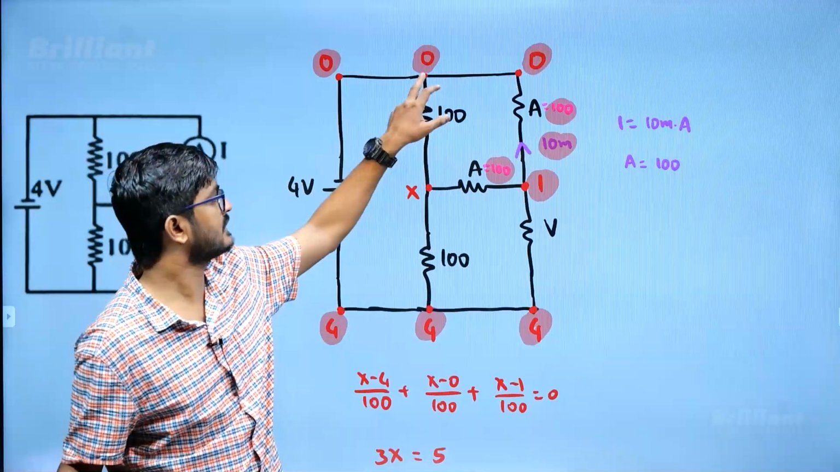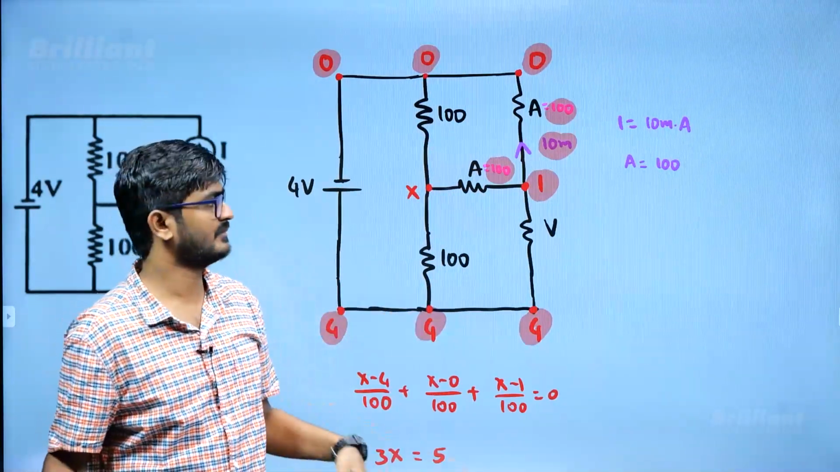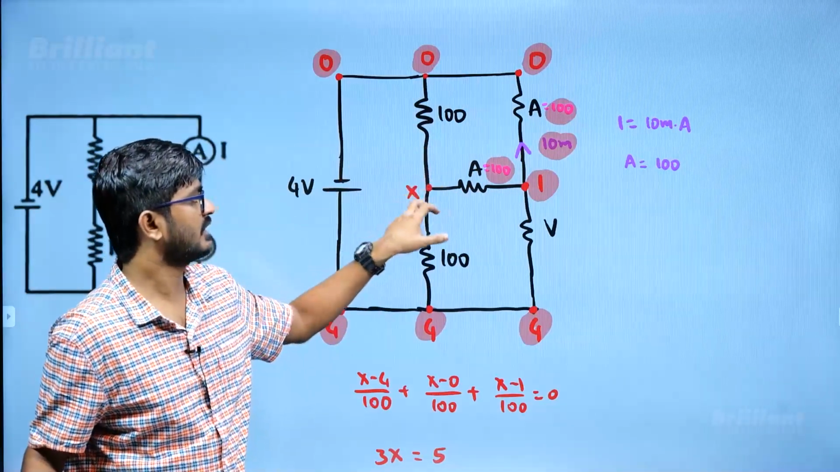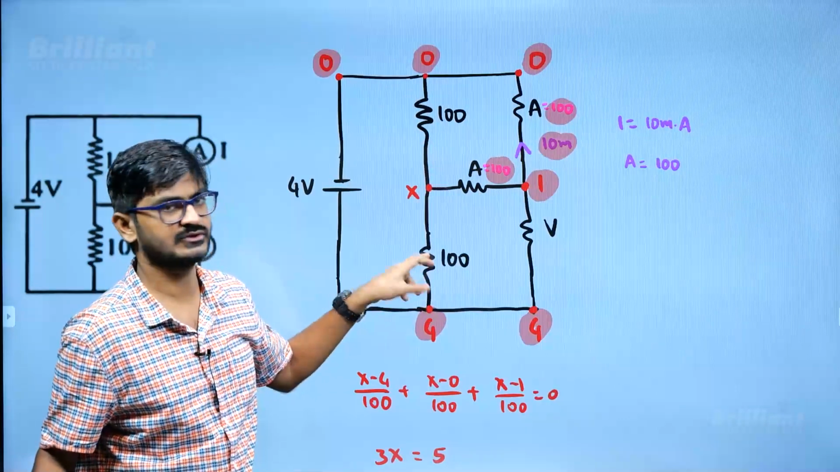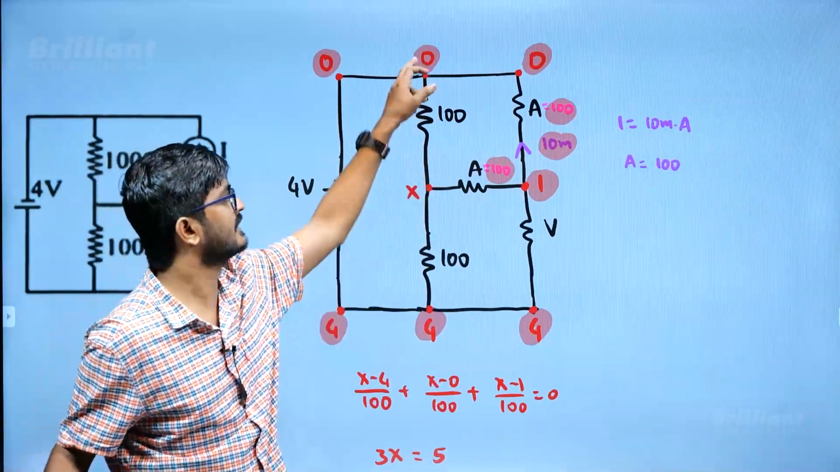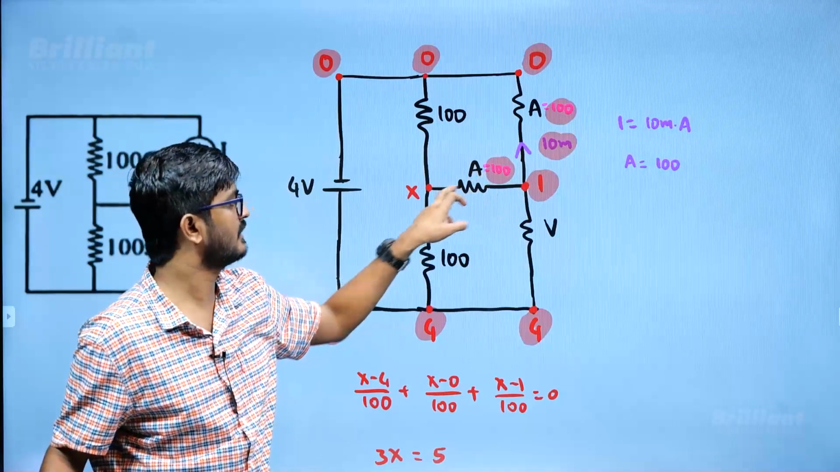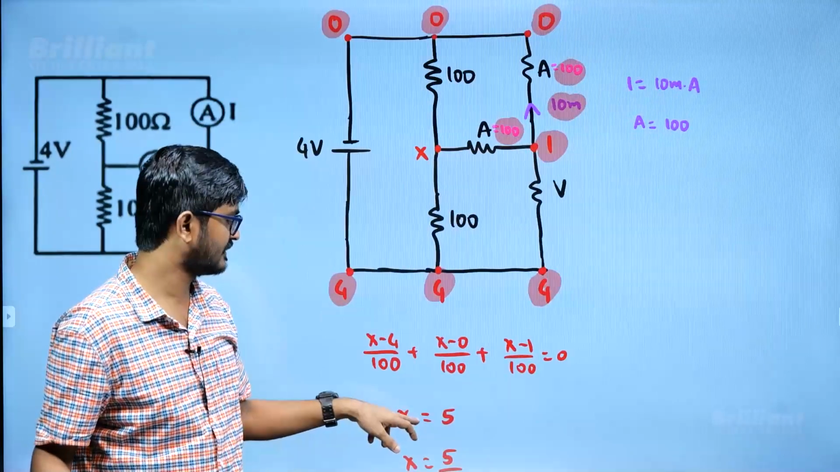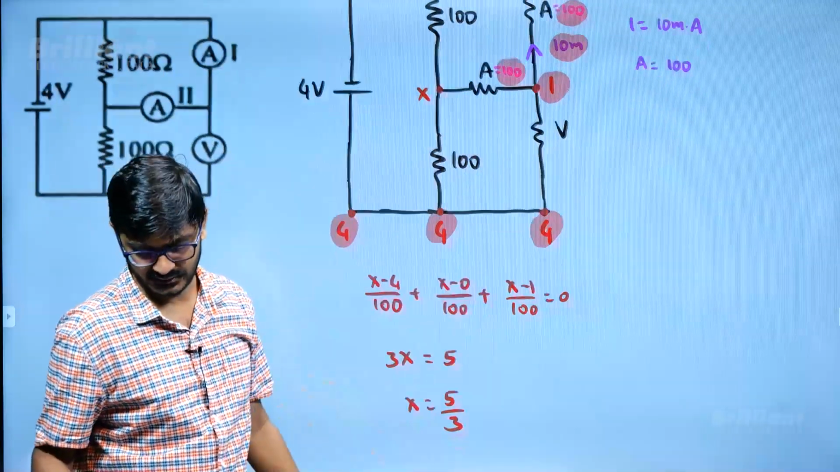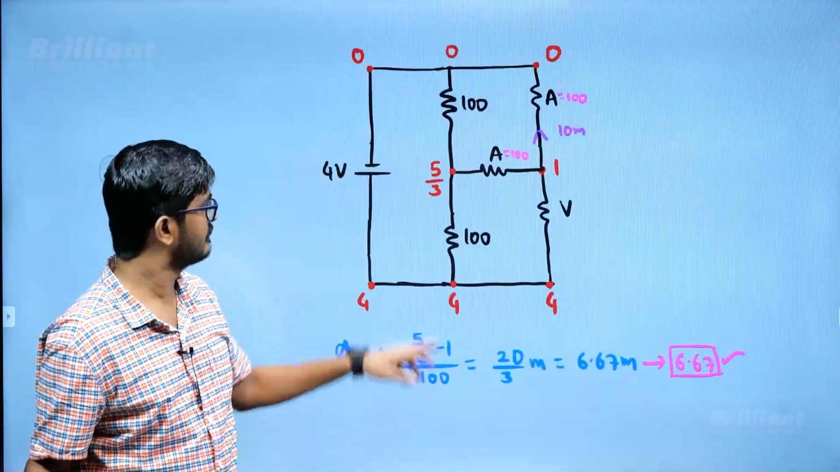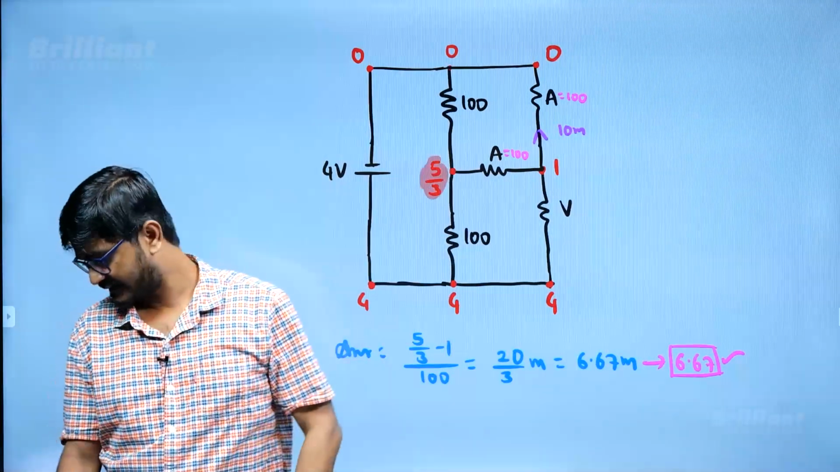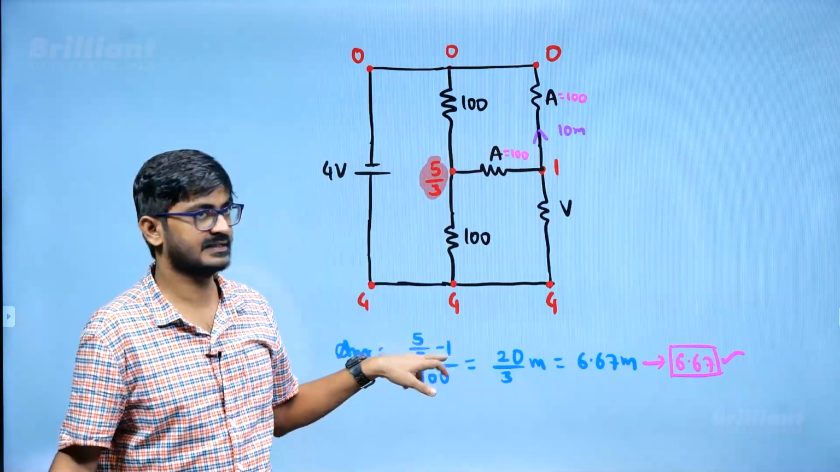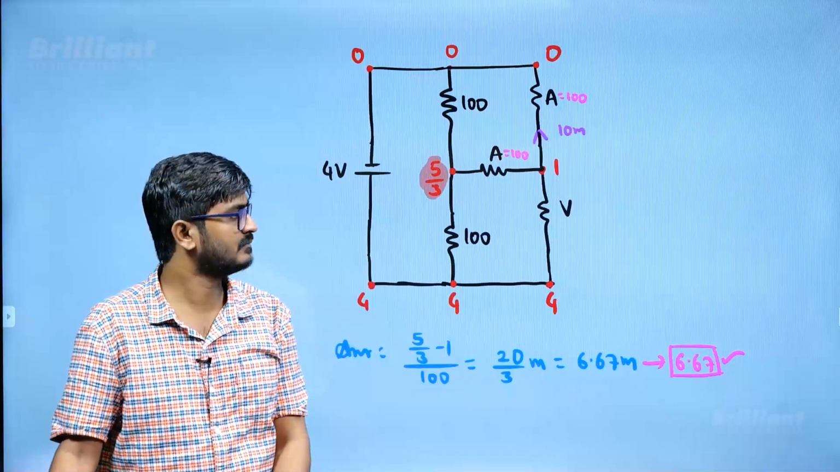Now if you look at this part, it looks like a T-shape. If you have watched my revision class, I solve most of the questions using this T-shape. So I'll be assuming this has higher potential. Net outgoing current must be equal to net incoming current, that is 0. (X minus 0)/100 plus (X minus 1)/100 plus (X minus 4)/100 equals 0. From there I'll get the value of X. Once I get the value of X, I'll put it in the figure so that I can see it much more easily. Potential here is 5 by 3. Now what they are asking: what will the other ammeter read? Potential difference by resistance, (5/3 minus 1)/100, which will be 6.67 milliampere.